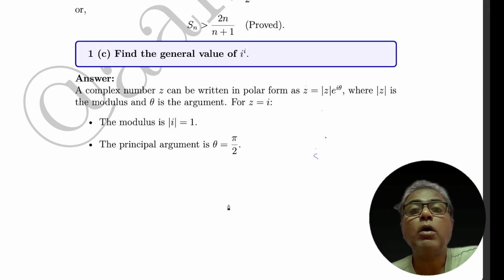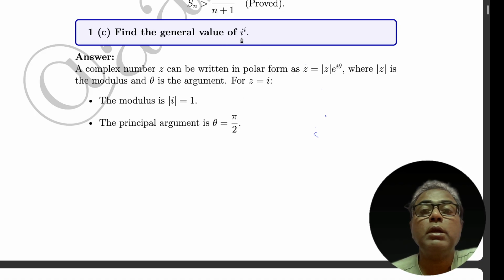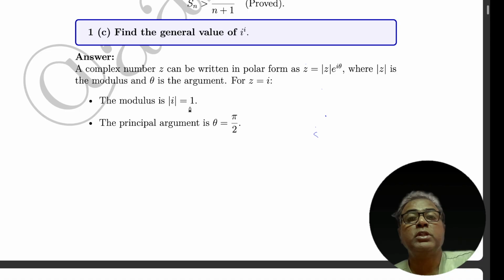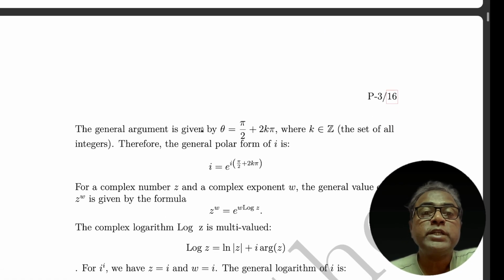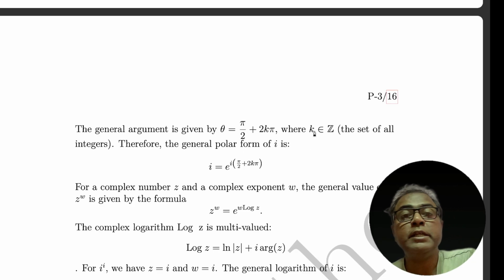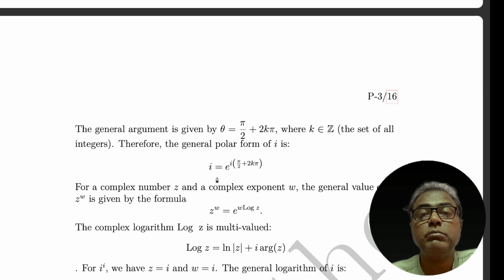Next, find the general value of i to the power i. First, we find the polar form of this i. The modulus of i is equal to 1, and the argument for the point i is pi by 2. So the general argument is pi by 2 plus twice k pi, where k is any integer, 0, plus minus 1, plus minus 2 and so on. Therefore, the general polar form of the complex number i is e to the power i bracket pi by 2 plus twice k pi, where k is any integer.